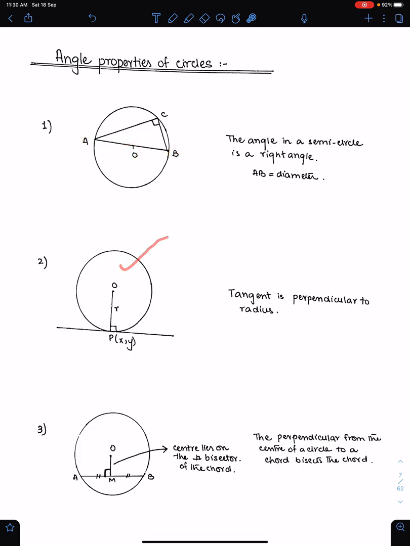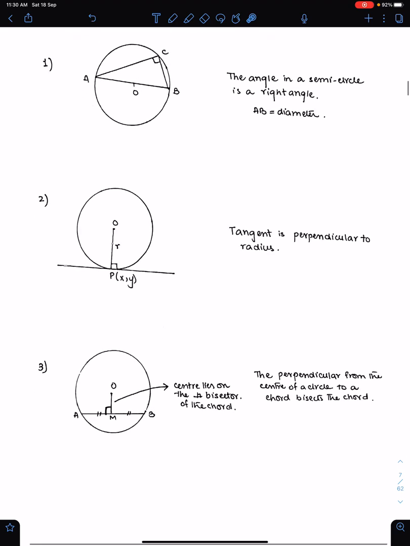Property number 2. Tangent is perpendicular to radius. So if we know the gradient of this line, we can easily get the gradient of this tangent. And if we know the coordinates of this point, we can get the equation of this tangent.